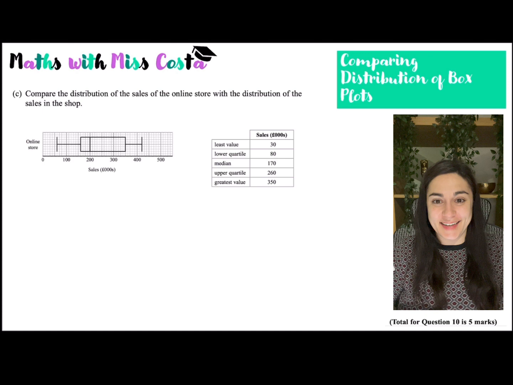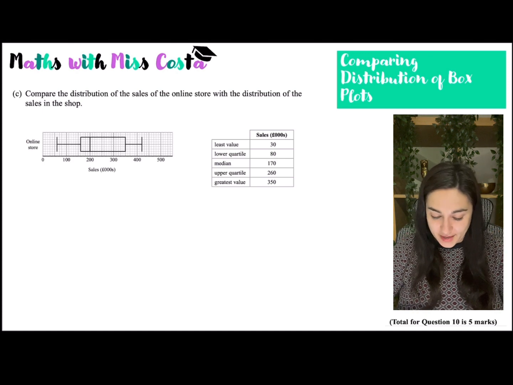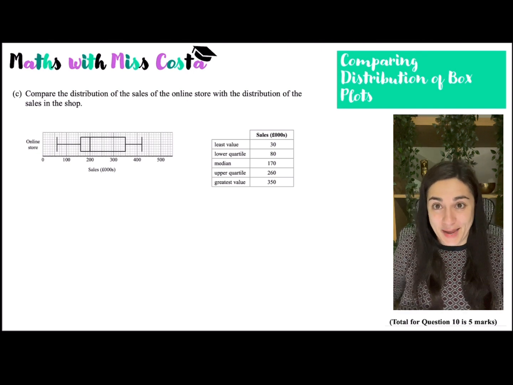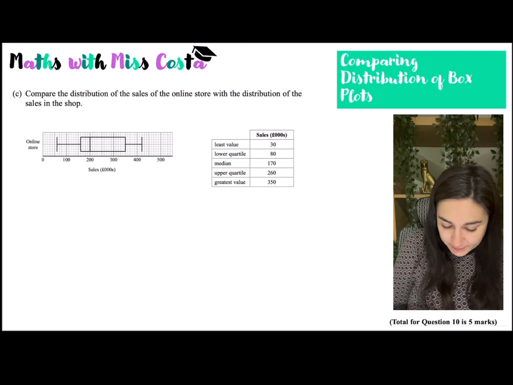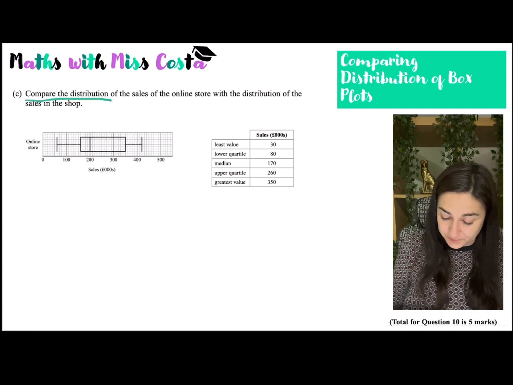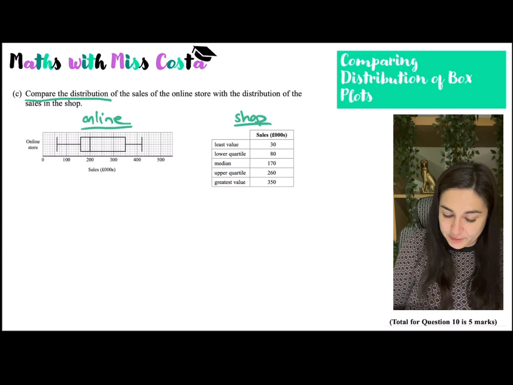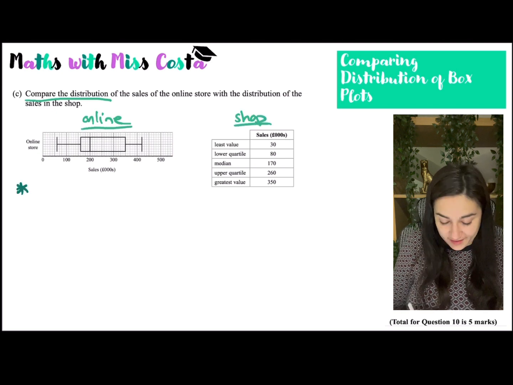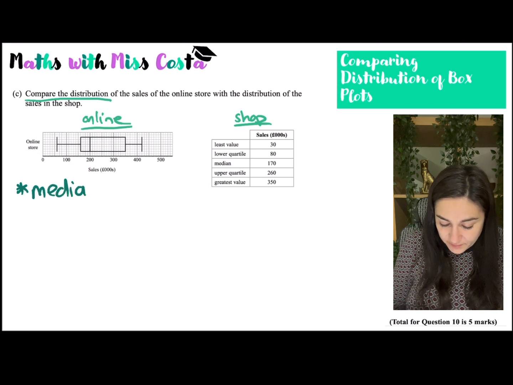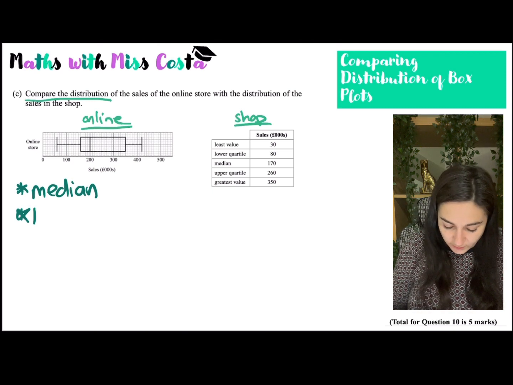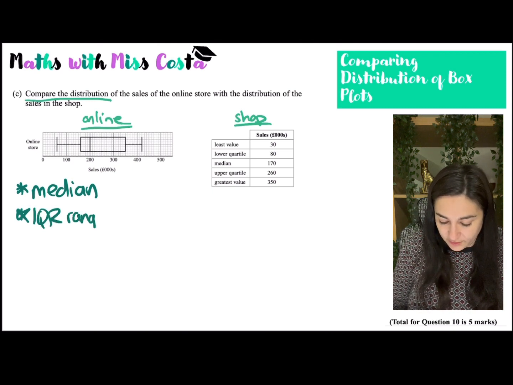Okay, so this question is comparing the distribution and it's another one that people frequently get wrong because they don't know what to do when you need to compare data. So we're comparing the distribution of the sales of the online store, which is here, with the distribution of the sales in the shop. So when I'm comparing the distribution, there are two things that I want to compare. The first is the median, and the second is the range. Now this can be the whole range or the interquartile range.